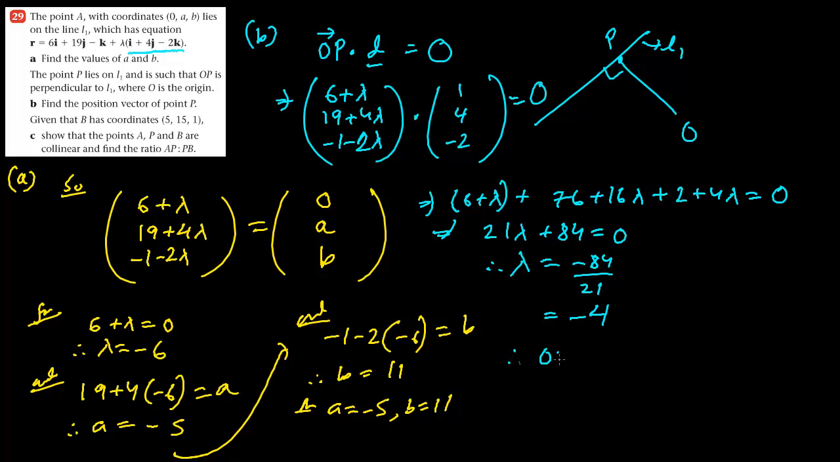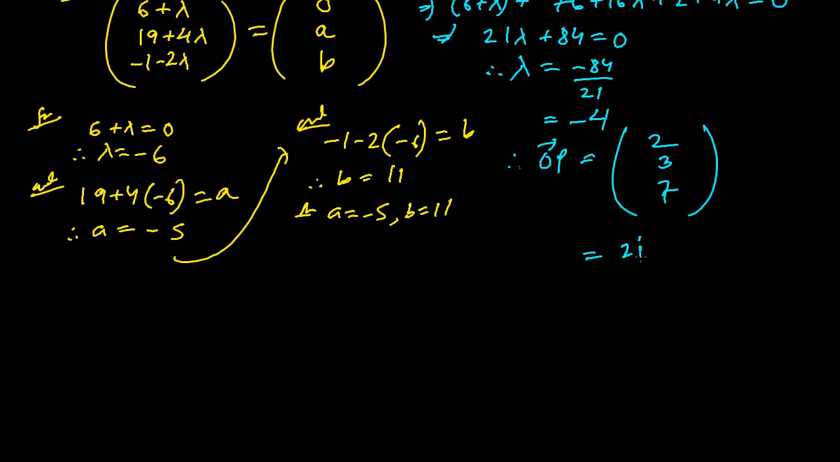Therefore, let's find the value of position vector of OP by putting it in the universal position vector. So this is going to be 6 plus lambda, that means 6 minus 4, which is 2. Then 19 plus 4 lambda: 19 minus 4 fours are 16, 19 minus 16 is 3. Minus 1 minus 2 lambda, lambda is minus 4: minus 1 plus 8, that is going to be 7. So we have to find the position vector of P. We can either write it in the column vector format or in ijk format: 2i plus 3j plus 7k.